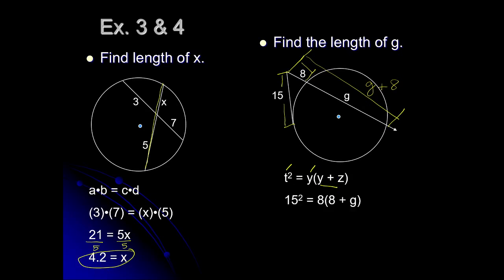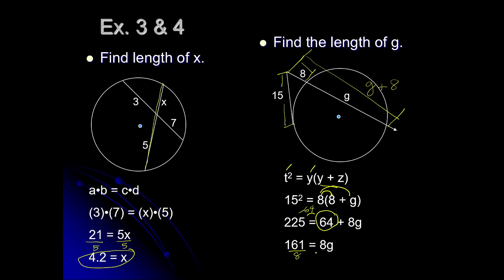So we now have 15 squared, that's 225. Distribute. Okay, do not forget, let's just simplify. First it becomes 64 plus 8G. Then you transpose 64 to the other side. It becomes minus 64. So 225 minus 64, that's 161.